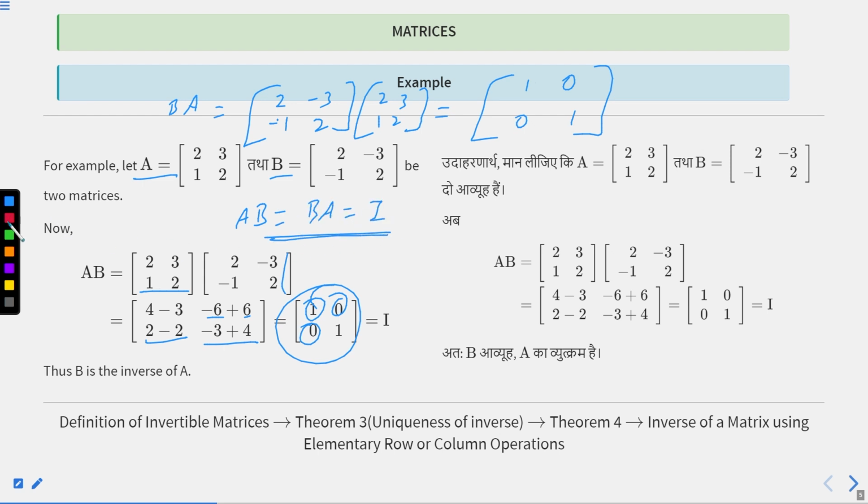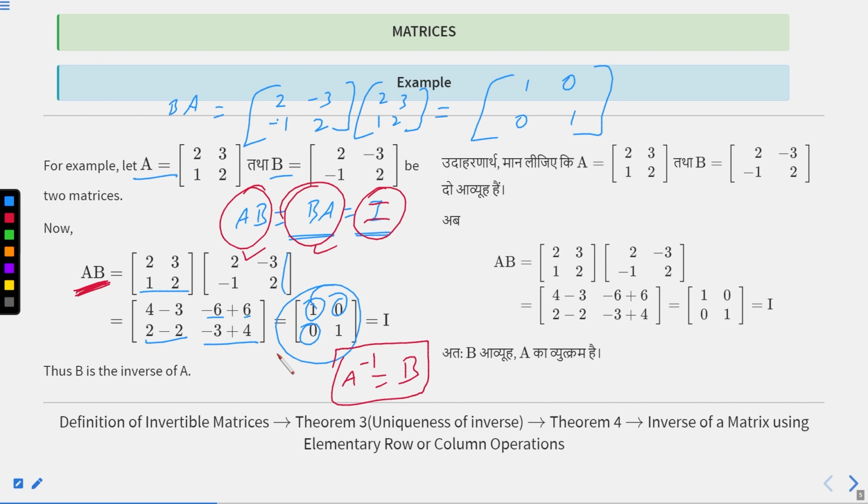Please do verify all the criteria, because in the definition we have given that AB and BA both must be equal to the identity matrix, not just one part. So we have to verify for this also. Clear? So then we can say that A inverse is B, or B is the inverse of A. Okay, let us move to next.